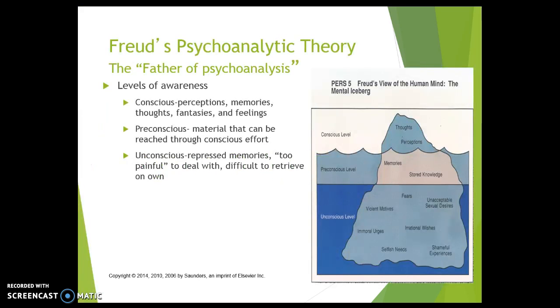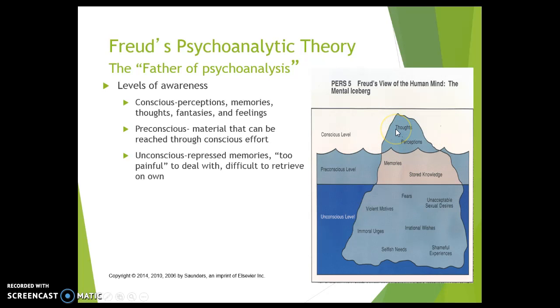So we have Freud. Some people like Freud, some people do not. He's known as the father of psychoanalysis, so you might want to remember that. He said that there are different levels of awareness, okay? So you can see over here on the right-hand side, we have Freud's view of the human mind, and it's done as an iceberg. So you have up here at the very top your conscious level. This is your thoughts and your perceptions of things that you think and how you interpret stuff, and it's always right there, like it's always obtainable, just like how it is right here above the water.